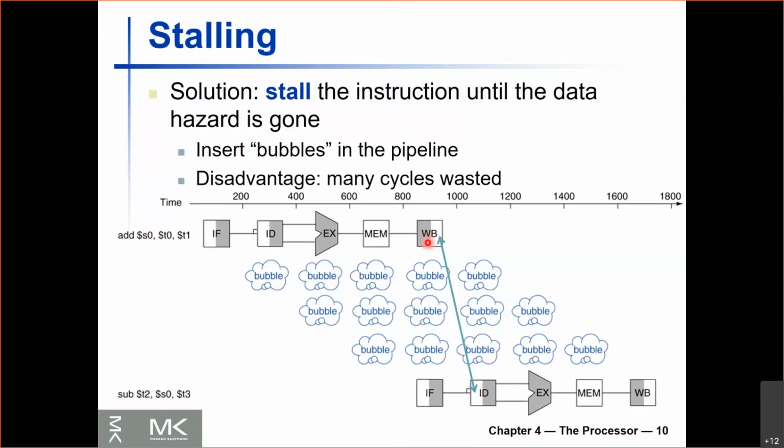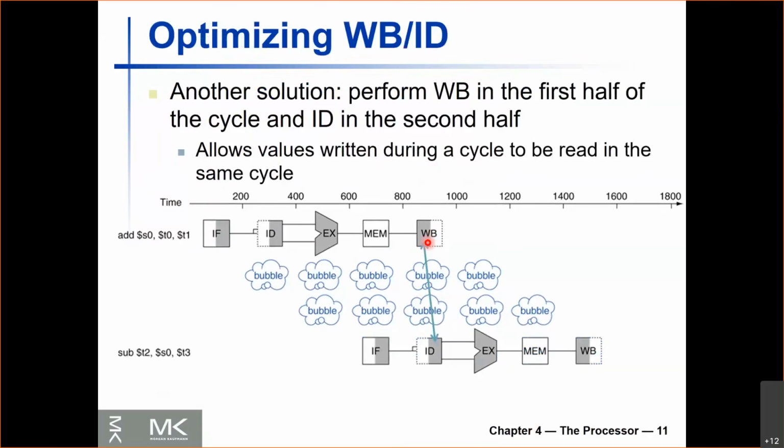Another optimization we did is we modified the way we read and write from the register file so that we can write in the first half of the cycle and read in the second half of the cycle. So the write actually takes place in the middle of the cycle as opposed to the end of the cycle. And by doing this, we were able to do the instruction decode in the same cycle as the write back instead of doing it after the write back.